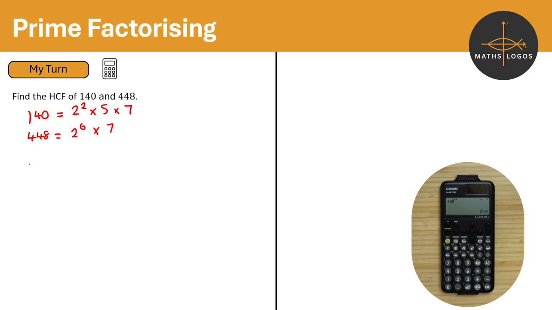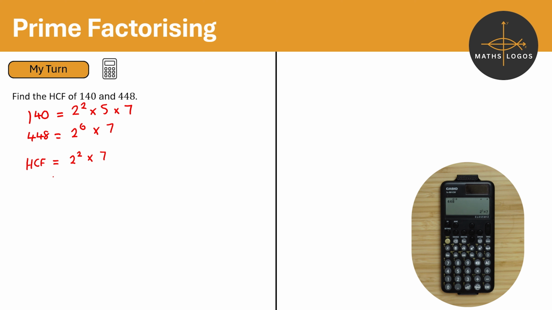When it comes to the highest common factor of these two numbers, I want to look at all the factors that they have in common. So let's consider the 2's first. 140 has a 2 squared term and 448 has a 2 to the power of 6 term. Well, what do they both have in common? Well, they both have 2 squared in common. I'll then look at any other factors. So 140 has 5, but 448 does not have that prime factor. So I can't say that it's a common factor. And then I'll look at the 7's. They both have 1 7 in common. So I'll multiply that in as well.